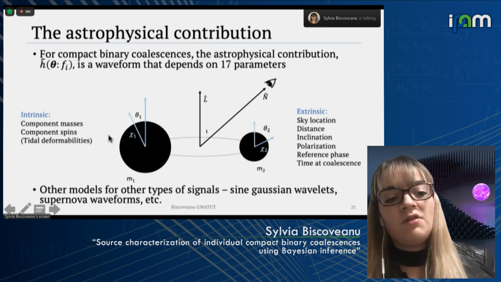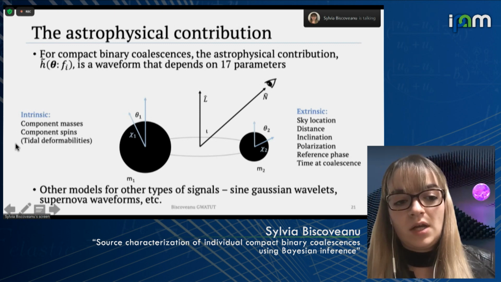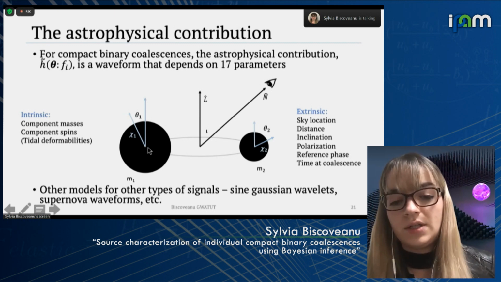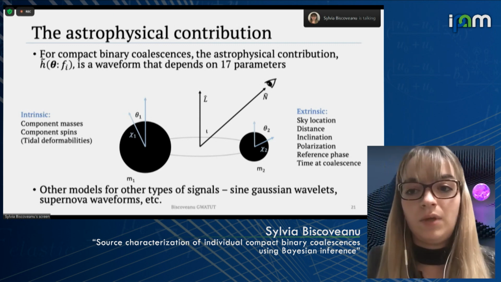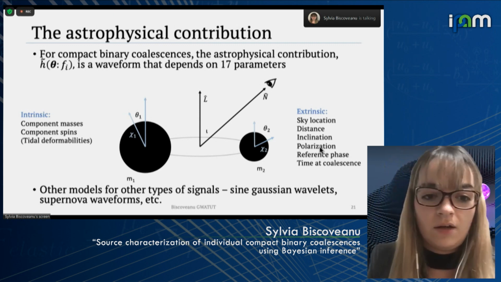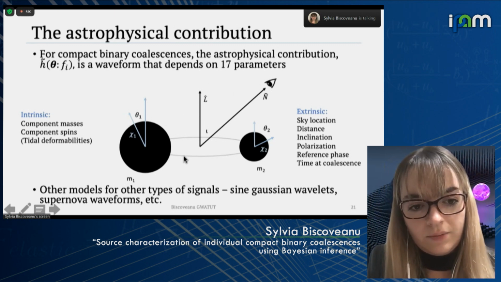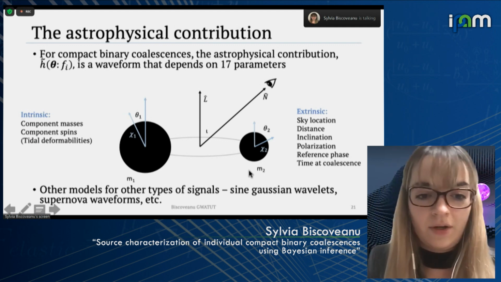And then if we have neutron stars in our binary, we also can take into account the tidal deformability, and that's just how soft the neutron star is, and it depends on the equation of state. And that's something that can be inferred from the gravitational wave data. And here you can see a schematic of what a setup of a binary merger might look like.